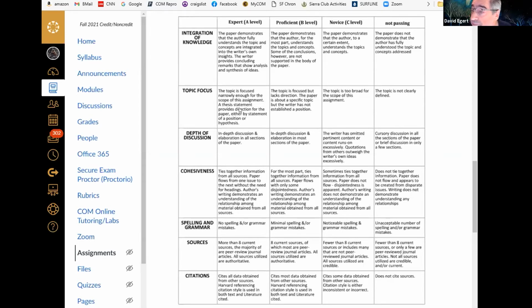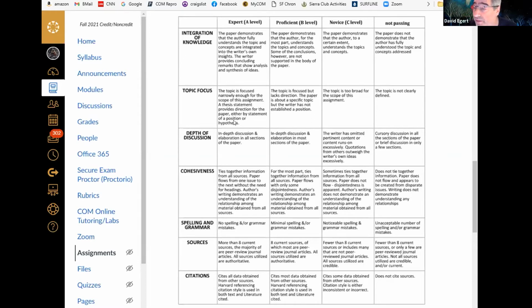Topic focus. The topic is focused narrowly enough for the scope of the assignment. Thesis statement provides direction for the paper, either by statement or position or hypothesis. So it's easy to bite off more than you can chew and start writing a paper that's just, again, lots of loosely related tidbits rather than pulling together to tell an interesting story.